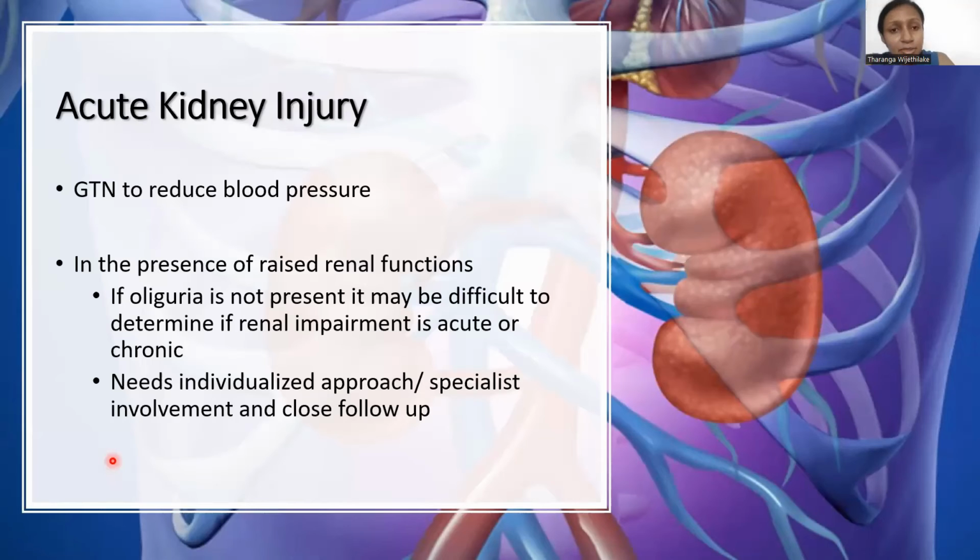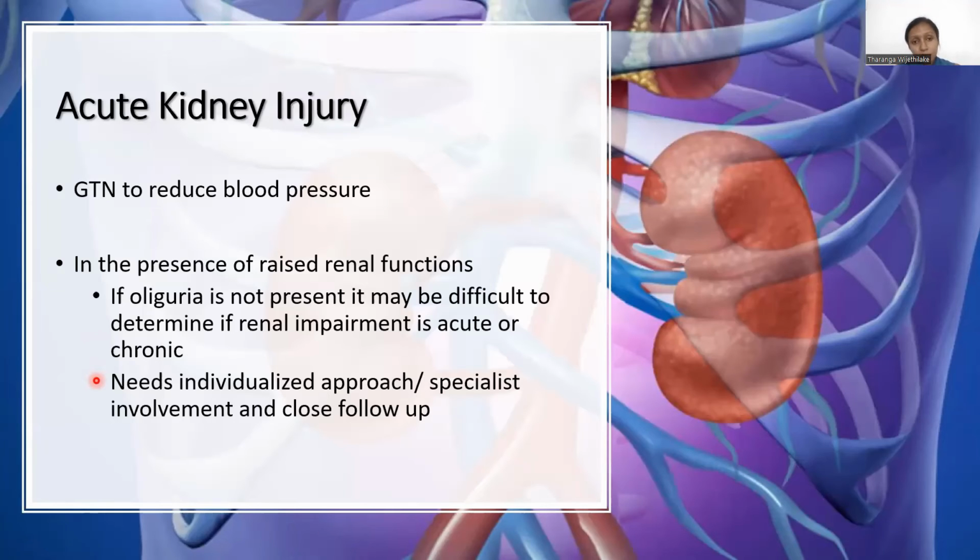Right. Now what we must remember is, if you have oliguria, it's very easy to detect, right? If there is no oliguria, it might be very difficult to determine whether you're dealing with a chronic CKD or not, right? You can have acute on chronic presentations. So what you must remember is these patients, and this is a prevalent disease in our population, need an individualized approach, specialist involvement, and very close follow-up, right?